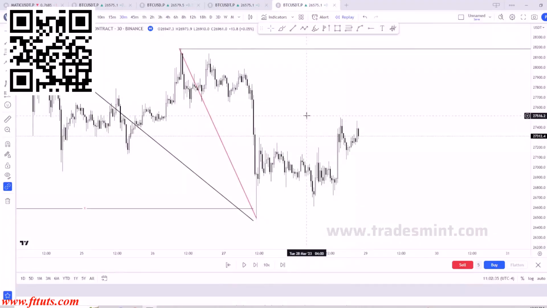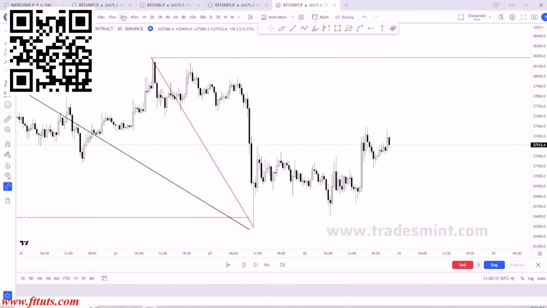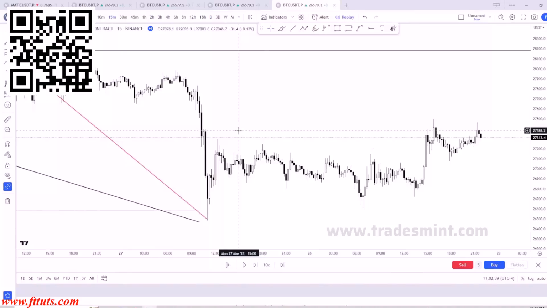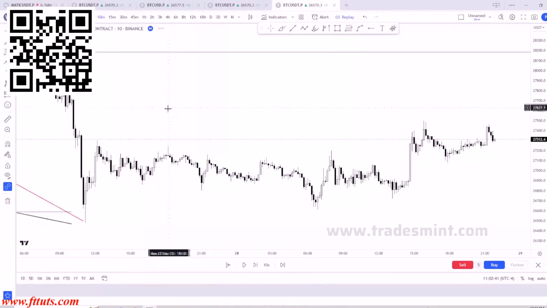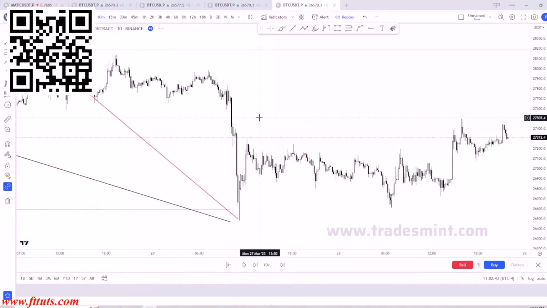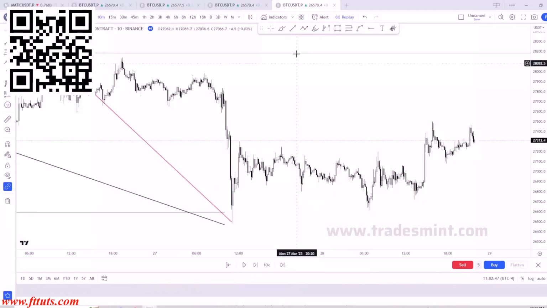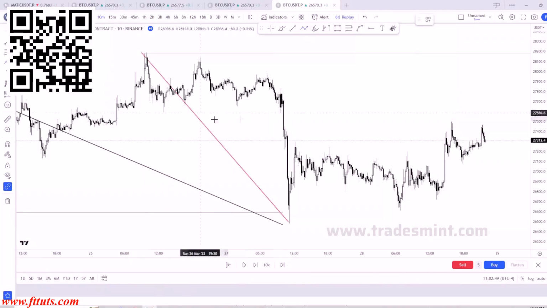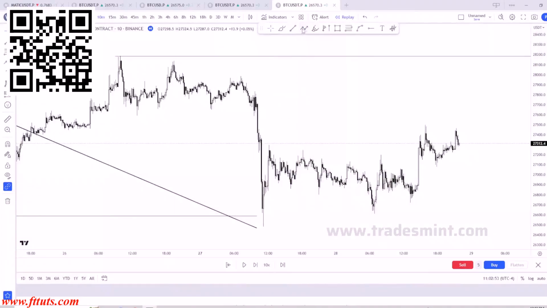So 45, 30. I'm going to go down as far as I can to see if there's anything here. 15. Oh, we're getting closer. 10. There we go. Right? So we have a 10-minute structure high on this expansion leg. So let's draw our structure in on the high. We're going to wipe this. We're going to work our way down.